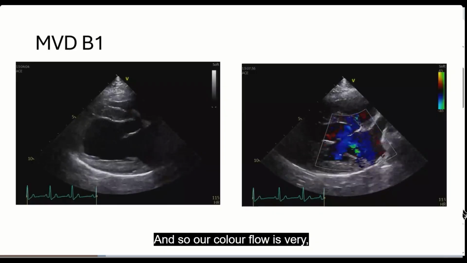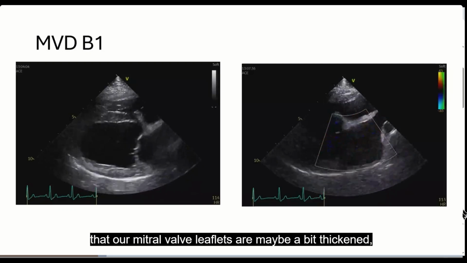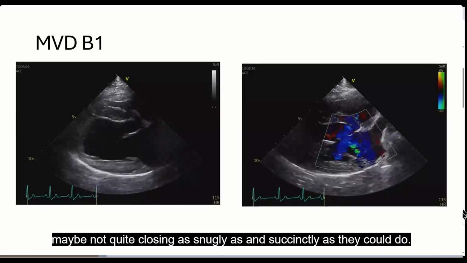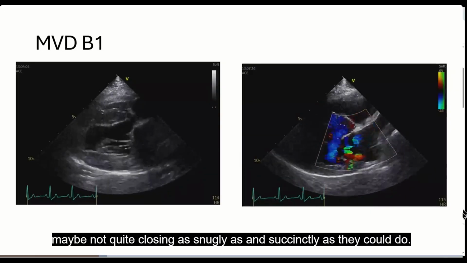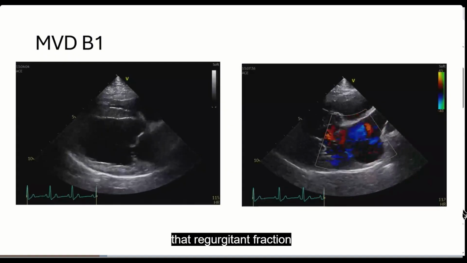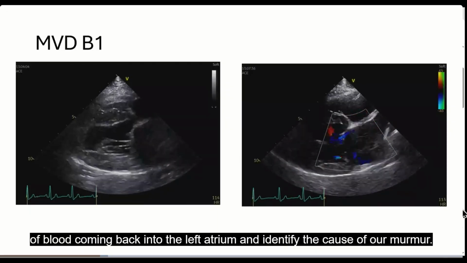So our colour flow is very, very helpful. We can identify on the standard view that our mitral valve leaflets are maybe a bit thickened, maybe not quite closing as snugly and succinctly as they could do. And when we put the colour on, we can then see that regurgitant fraction of blood coming back into the left atrium and identify the cause of our murmur.